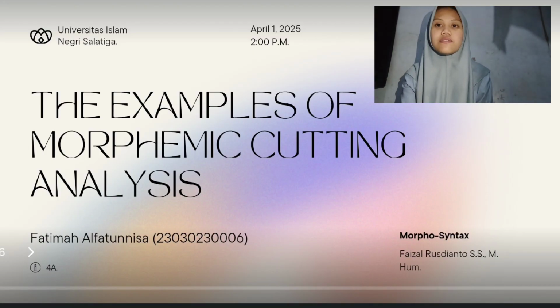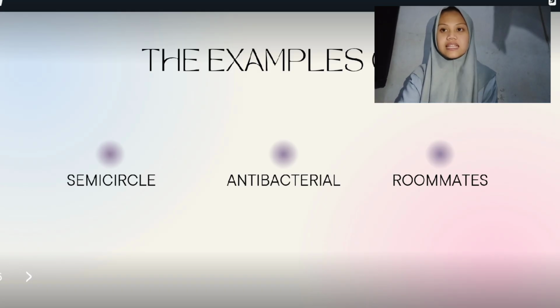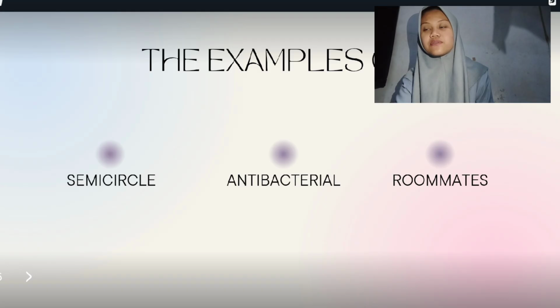I will present to you the material. The material is the examples of morphemic cutting analysis. There are three examples. The first is semicircle, and then antibacterial, and the last is roommates.